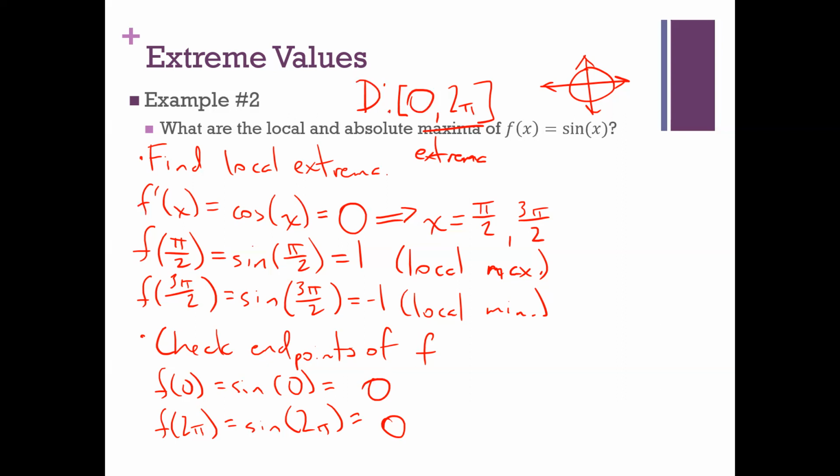Does it make sense for either one of those to be the absolute min or max? No. 0 is smaller than some values and bigger than others. We already know of points that are bigger than 0 and points that are smaller than 0. So neither one of these is an absolute max. But there has to be an absolute max and absolute min. So where are they? Garrett? Yep.